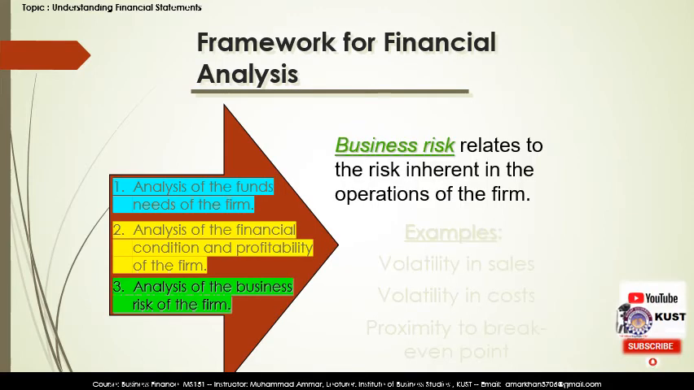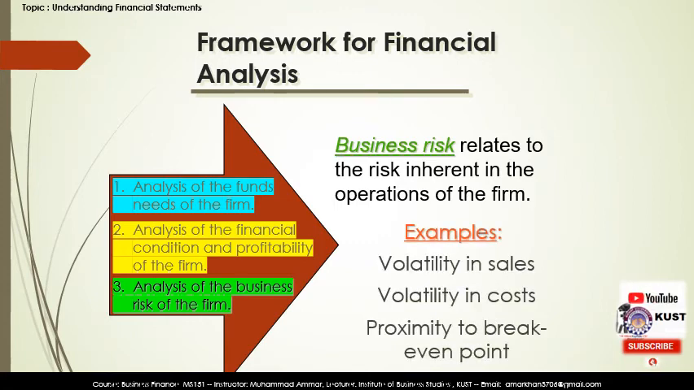And the third point, analysis of the business risk of the firm. Business risk relates to the risk inherent in the operation of the firm. Examples include volatility in sales, if they have any changes in sales, volatility in costs, and proximity to the break-even point.